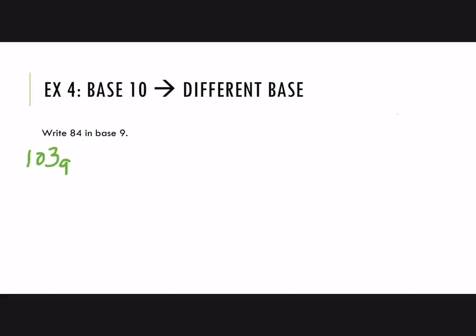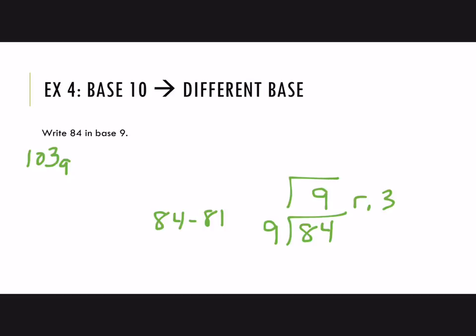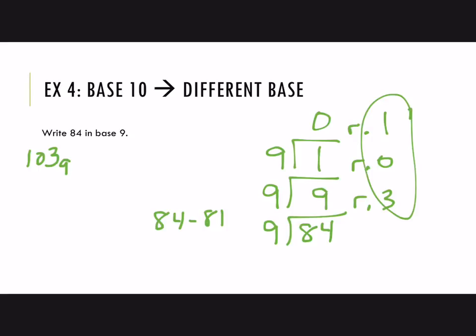Method 2, the shortcut division method. Start with 84 and divide by 9. So 9 goes into 84 9 times, and there's a remainder of 3 because that's 84 minus 9 times 9, or 81. Okay, then 9 goes into 9 exactly 1 time with no remainder, and then 9 goes into 1 0 times, remainder 1. And there you see the same answer.